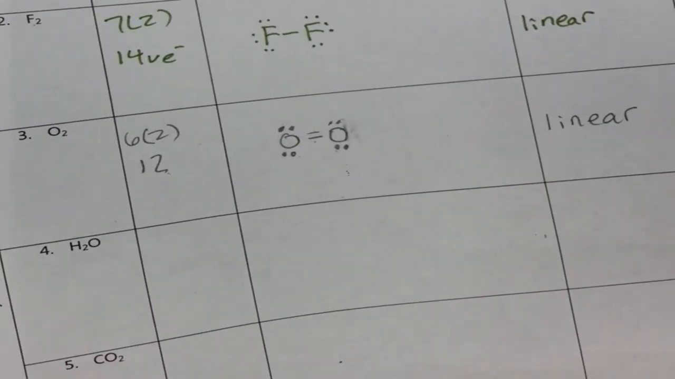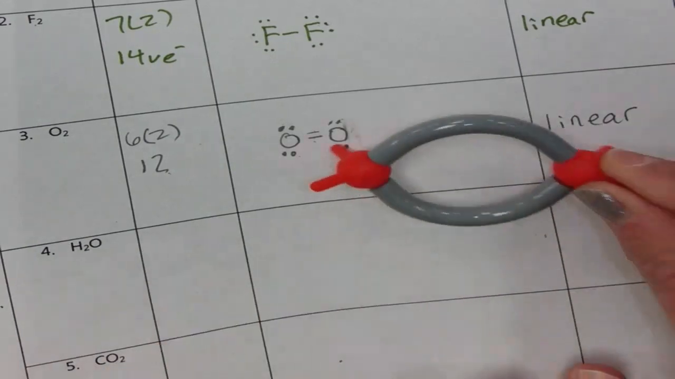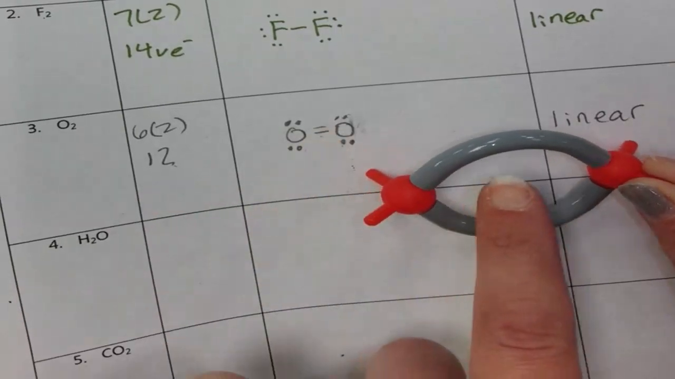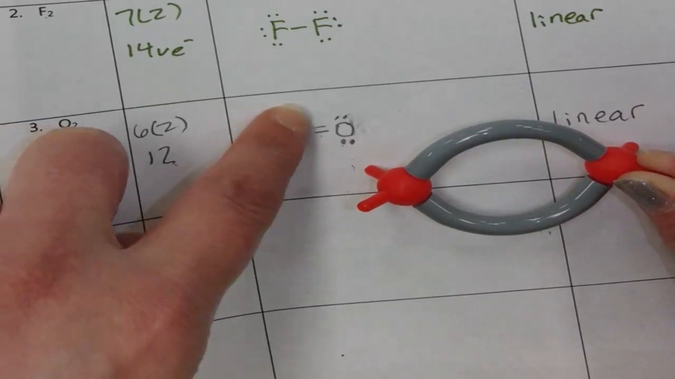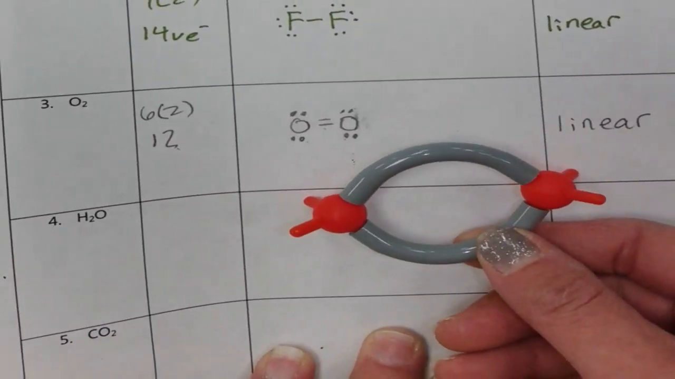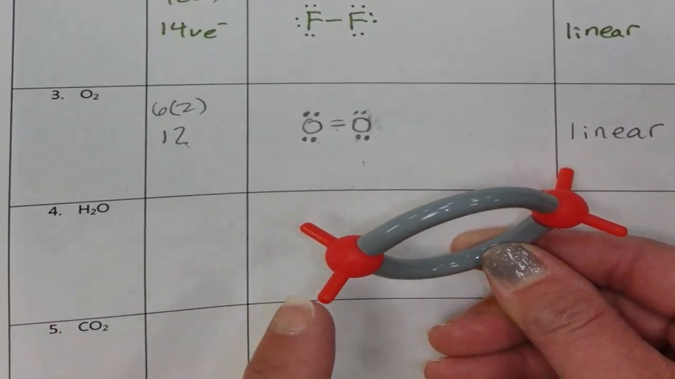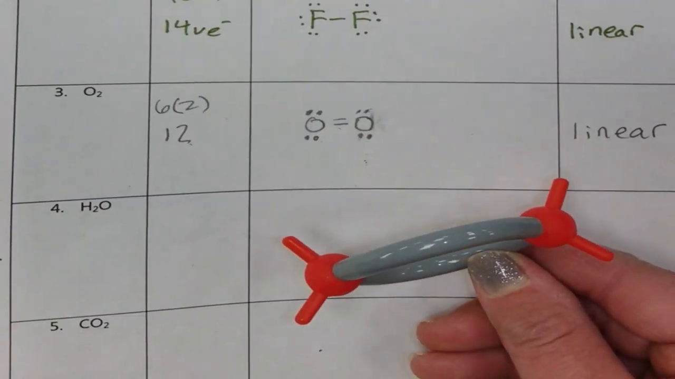All right, and as an example, let me show y'all what oxygen would look like using our model here. Let me rearrange some of these things that I have. All right, here's my oxygen. My double bond, 1, 2. Now notice each one of these oxygens has 2 lone pairs. In this particular example that I've got, I also have 2 lone pairs on each of my oxygens.